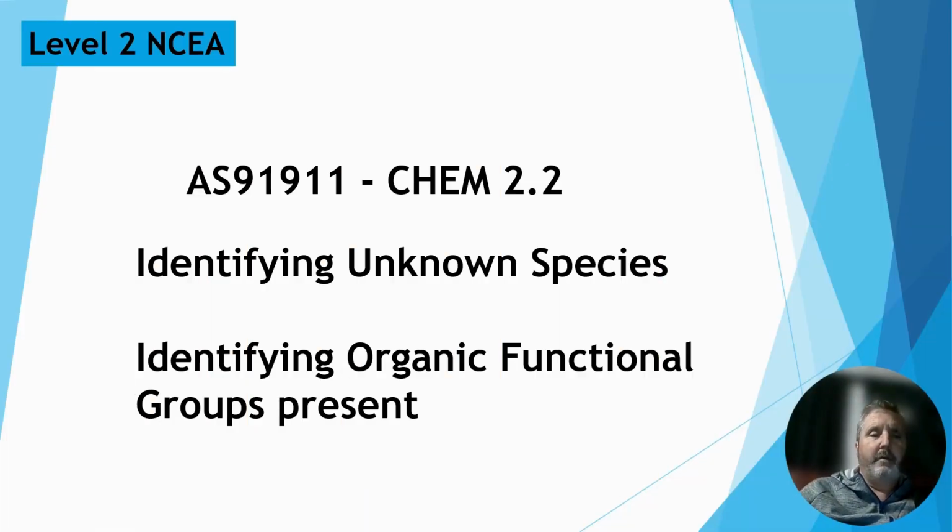Hi, in this video, I'm going to go through how you might set up writing a report for Achievement Standard 91911, that's Chemistry 2.2 NCEA Level 2, identify an unknown species. Now this one specifically is about how to identify organic functional groups or organic molecules present.